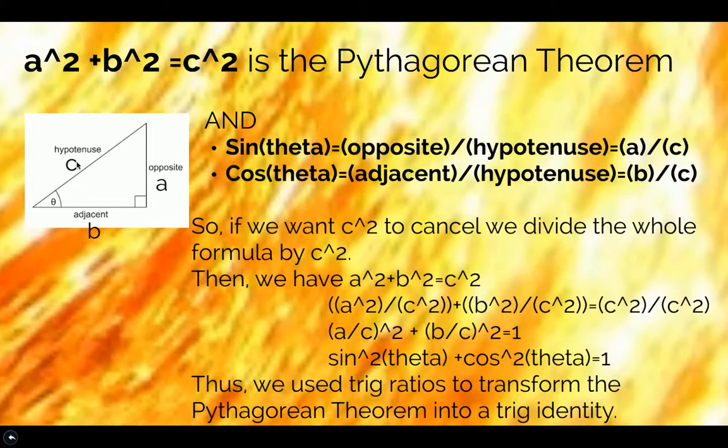If we want c squared to cancel, we divide the whole formula by c squared. So this was our formula. We divide everything by c squared, and we get a divided by c, squared, plus b divided by c, squared, is equal to 1. We know that sine of theta is equal to a divided by c, so we plug it in. And we know that cos of theta is equal to b divided by c, so we can plug that in. Then we square our values, and we get sine squared of theta plus cos squared of theta is equal to 1. Thus we use trig ratios to transform the Pythagorean theorem into a trig identity.